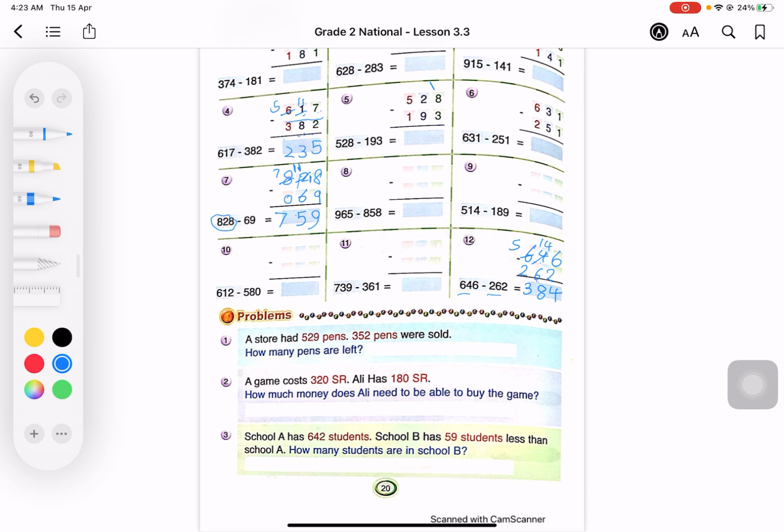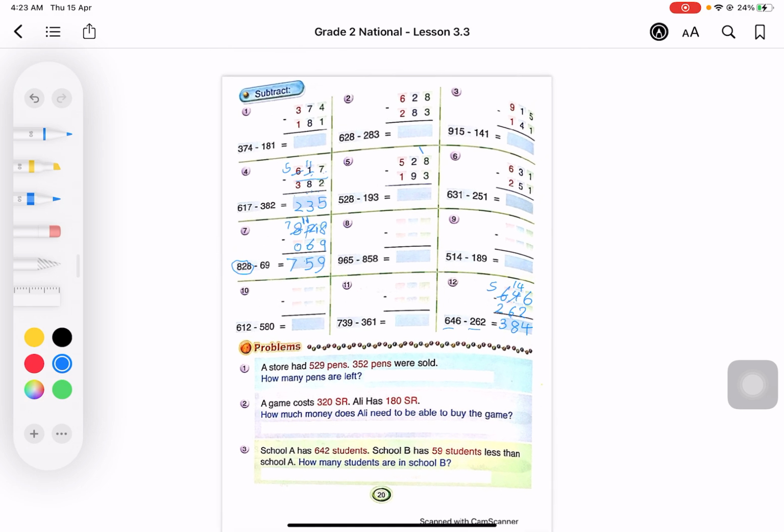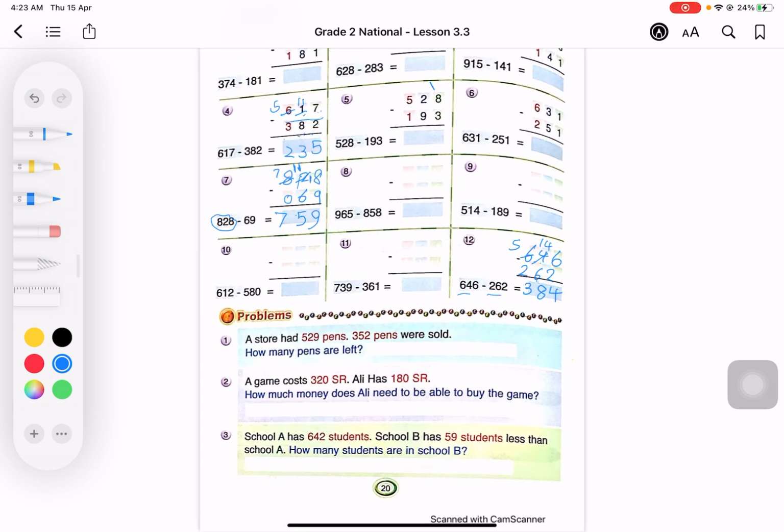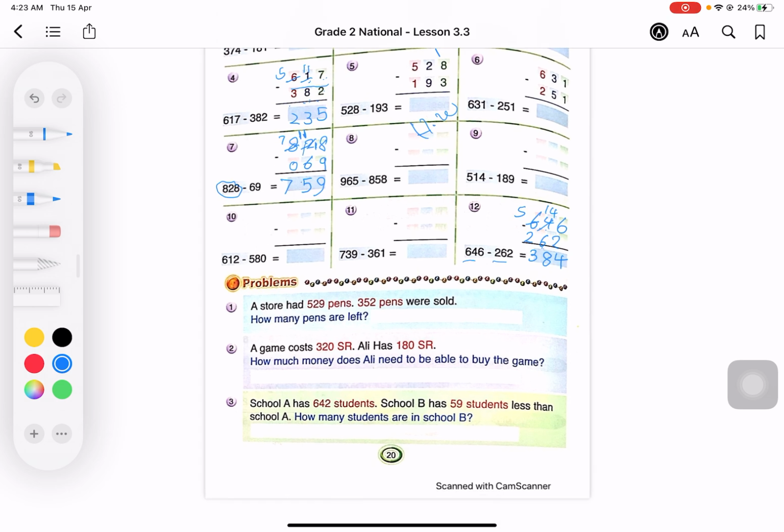Now the rest of this question is homework. So you are going to do what? You are going to do 1 and 2 and 3 and 5 and 6 and 8 and 9 and 11 and 10. These are homework, okay? Now, let's go to the problem solving.